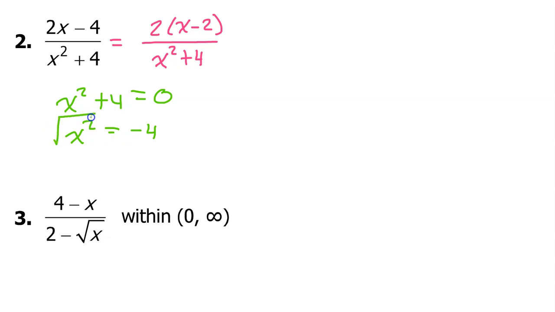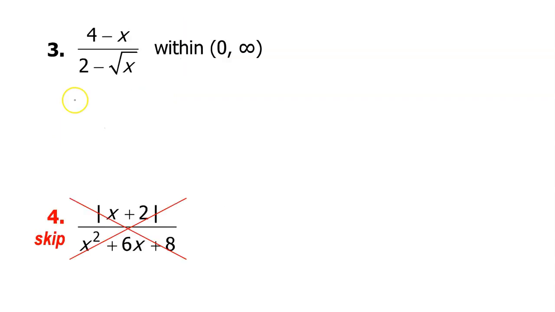Or another way to look at it is if you were to take the square root of both sides, you're going to get imaginary numbers. So this has no real number solutions. So that's how you know there will be no discontinuities.